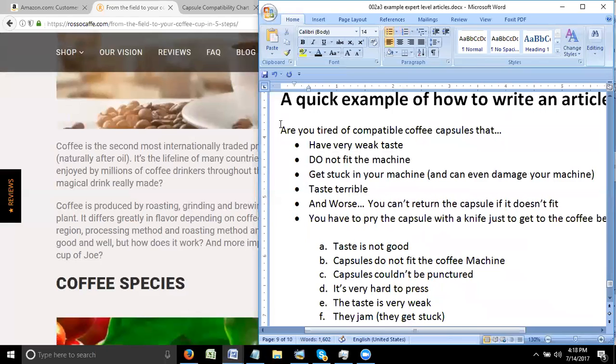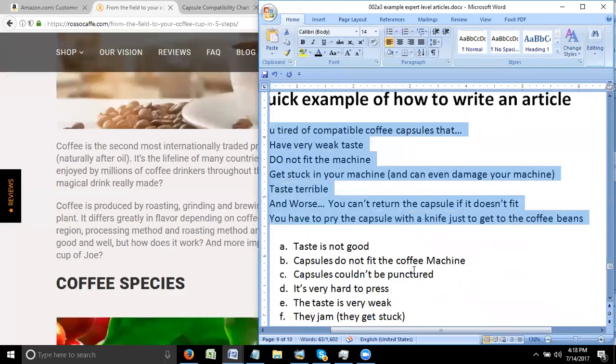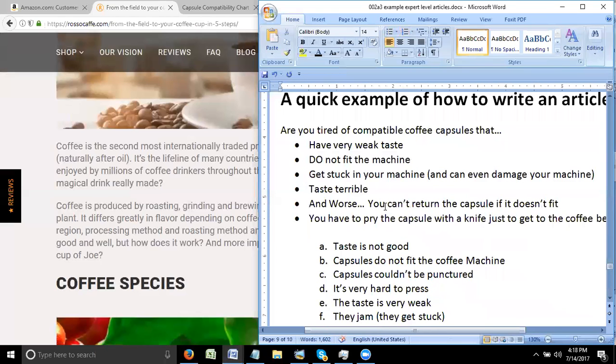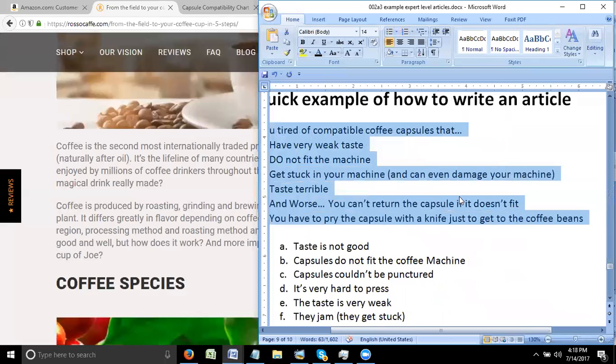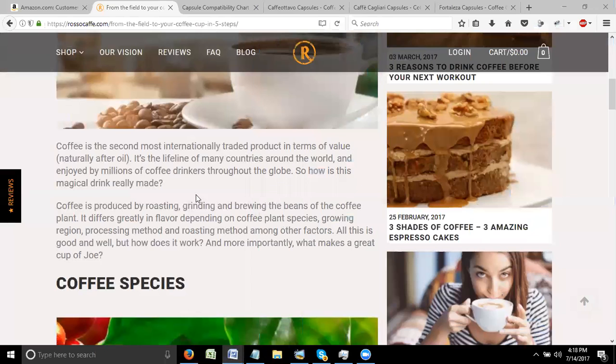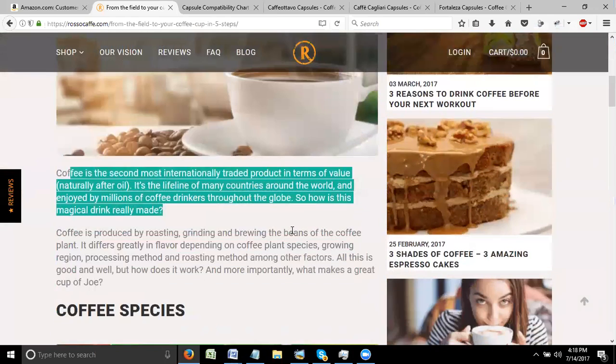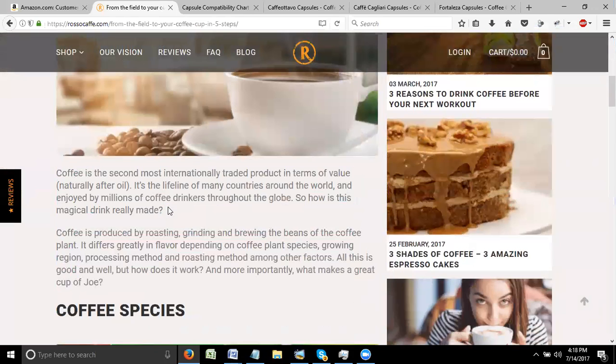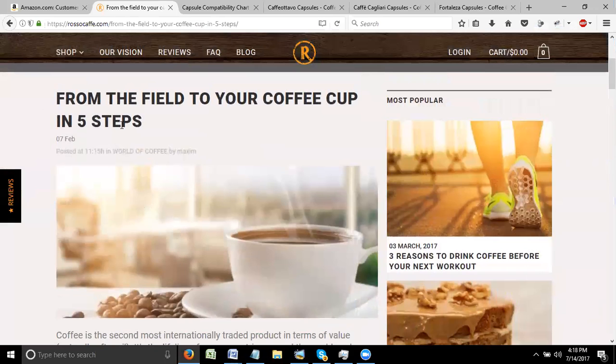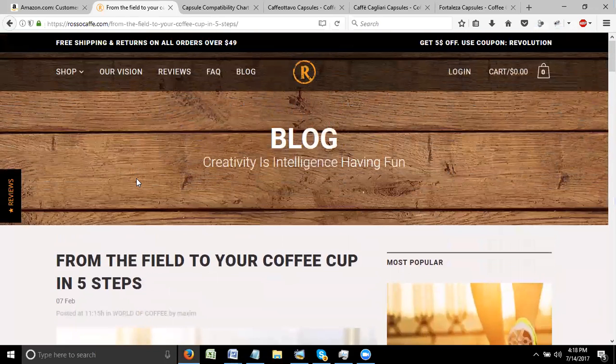Now, this is not perfect, and this will require maybe one or two rewrites, and checking for spelling and grammar mistakes. But the point is that this sentence right here addresses more the needs of the reader. It addresses more their concerns compared with this sentence right here, where we're talking about coffee being the second most internationally traded product in terms of value, naturally after oil. It's not relevant to the article where you're talking about the benefits.